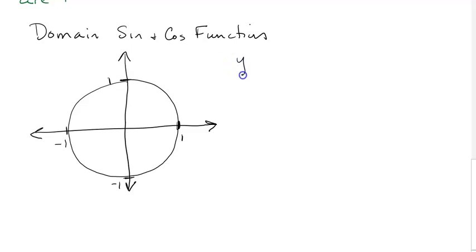And we know that y equals sine of t. So our y values are only going to go between 1 and negative 1. So that means the domain for a sine function.